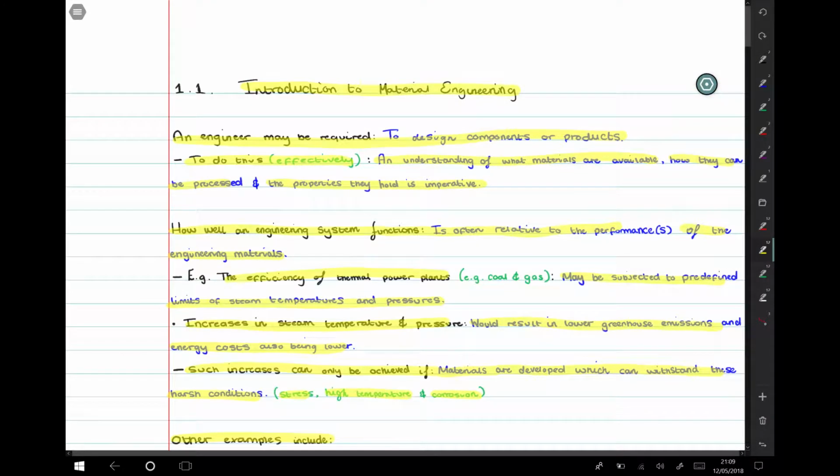So that's a quick introduction to material engineering. It is literally just the tip of the iceberg. I will go into more detail, slowly but surely.